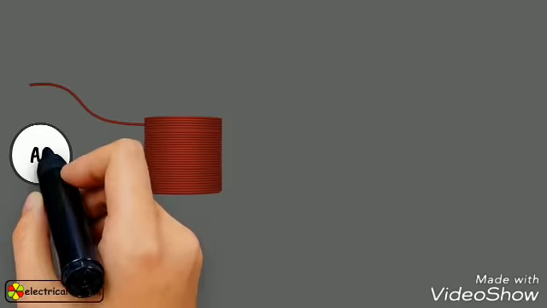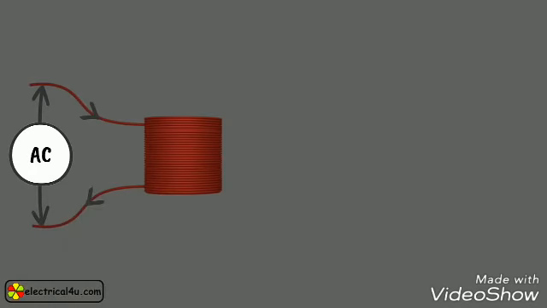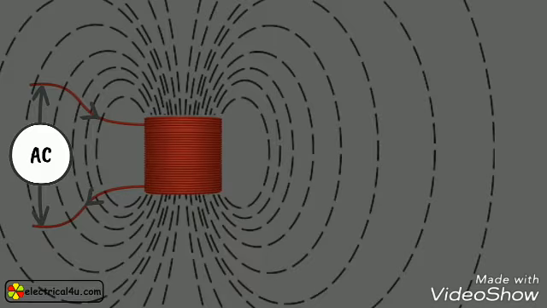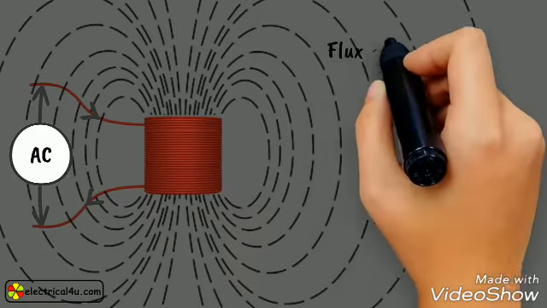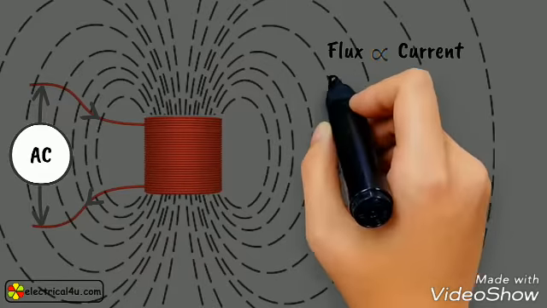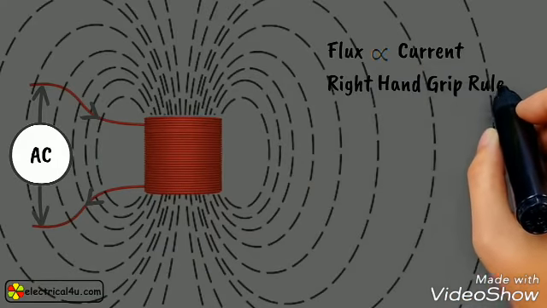When an alternating current is allowed to flow through any of the windings, there will be an alternating flux produced surrounding the winding. The magnitude of this flux is proportional to the magnitude of the current flowing through the winding. The direction of the flux is according to the direction of current. The direction of the current in the winding can be found out by applying the right-hand grip rule.